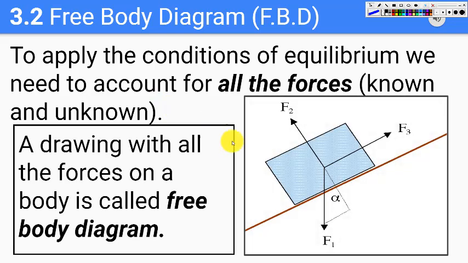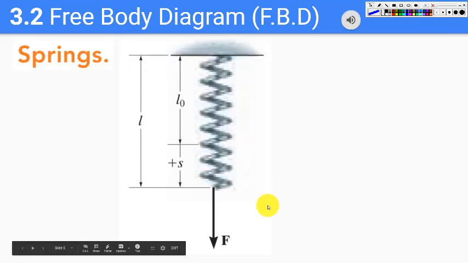So for example, we have this box here. If we want to draw its free body diagram, we would draw all 3 forces acting on it. So let's assume that there is a force which is due to gravity, there is a normal force due to the surface, and there is a frictional force which is F3. If we draw all 3 forces, we name them, that is a free body diagram of that body.